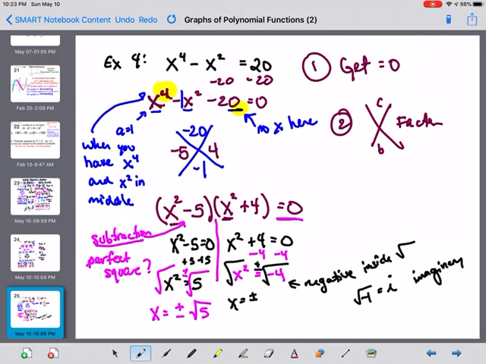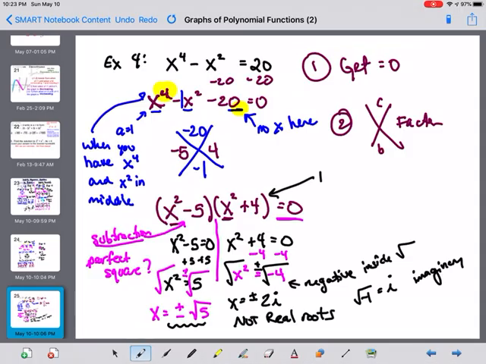So we would write it as x equals plus or minus. Can we take the square root of 4? We can. It's 2. And we write i because it's imaginary. But these are not real roots. So the only real roots we would have would be positive square root 5 and negative square root 5.